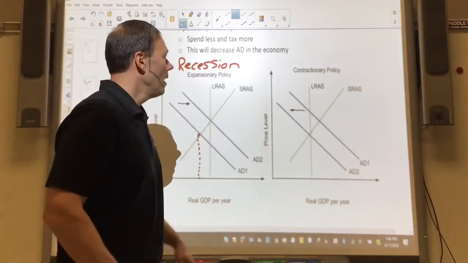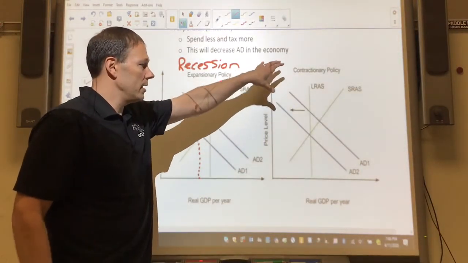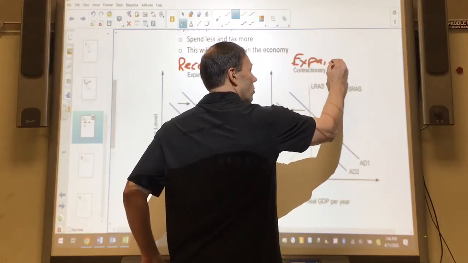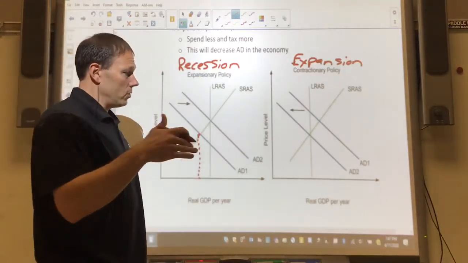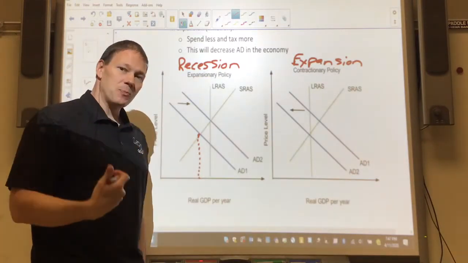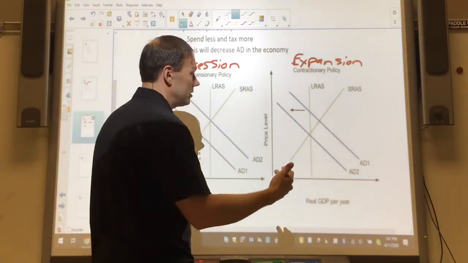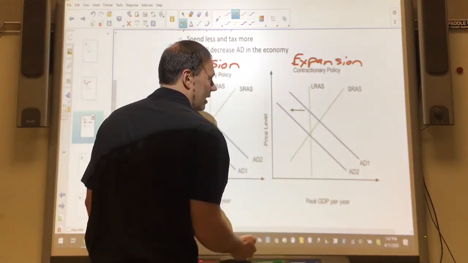In the opposite, when contractionary, again, is when we're in expansion, okay? And again, we might be concerned about inflation, especially. So what do they do? They either spend less or tax more, by either not spending as much, or taking more money out of people's pockets. People can't spend as much. That's going to affect government spending and or consumption, and that's going to shift AD to the left.